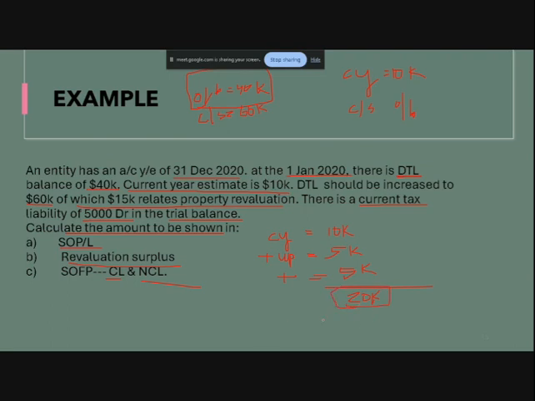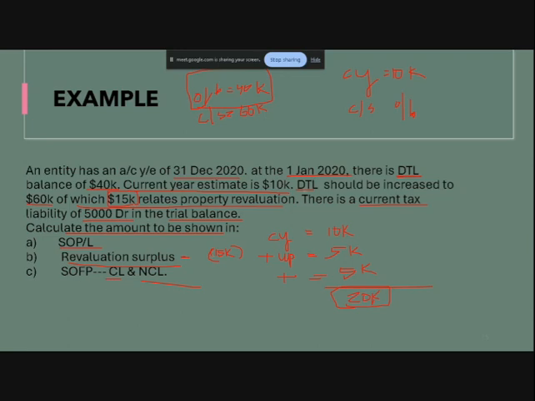Now, about revaluation surplus, they're asking what amount we should show in revaluation surplus. We don't have to find anything; this is directly given. They're telling us the deferred tax liability relating to revaluation is 15K. So the amount shown in revaluation surplus will be 15K. This will be deducted actually. We will discuss the topic of deferred tax liability relating to revaluation later. Don't worry.